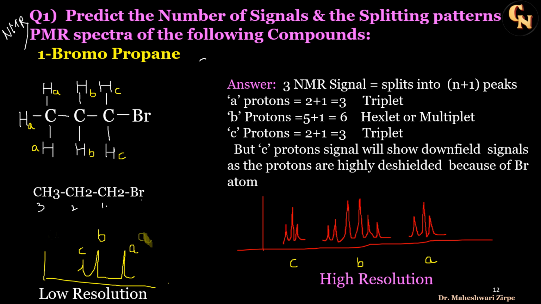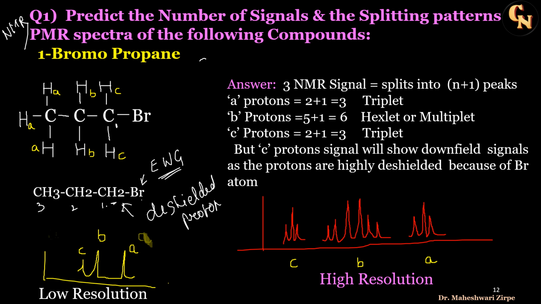Why is the surrounding different? These two protons have, in the neighboring carbon, two protons and a bromine. Bromine is an electron withdrawing group. These protons we call deshielded protons. What are they called? Deshielded protons, because they are directly attached to the electron withdrawing group. Okay, now coming to the second carbon.